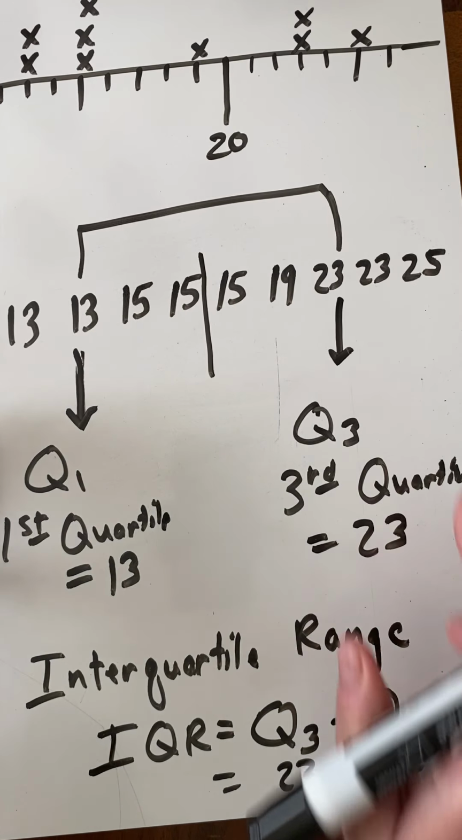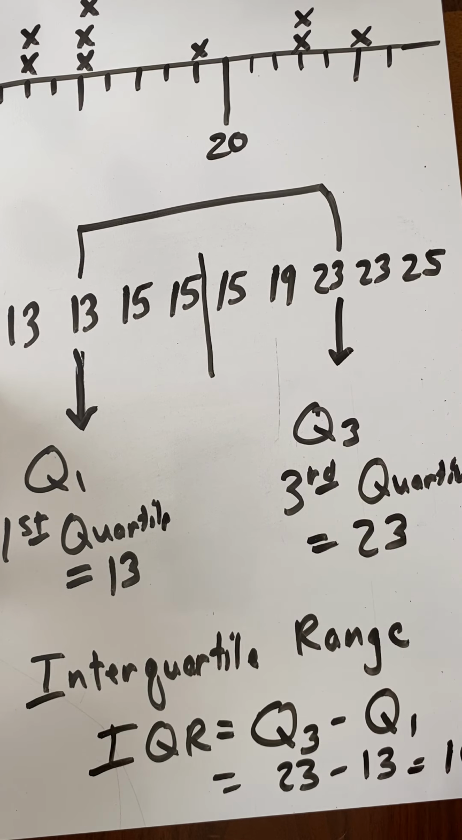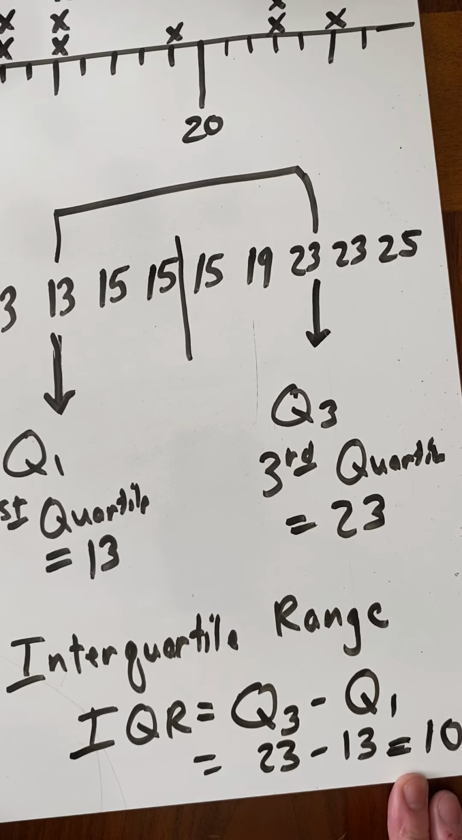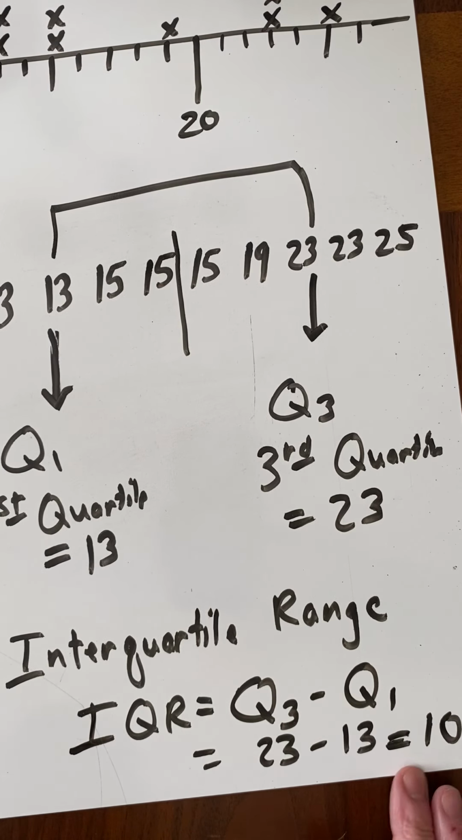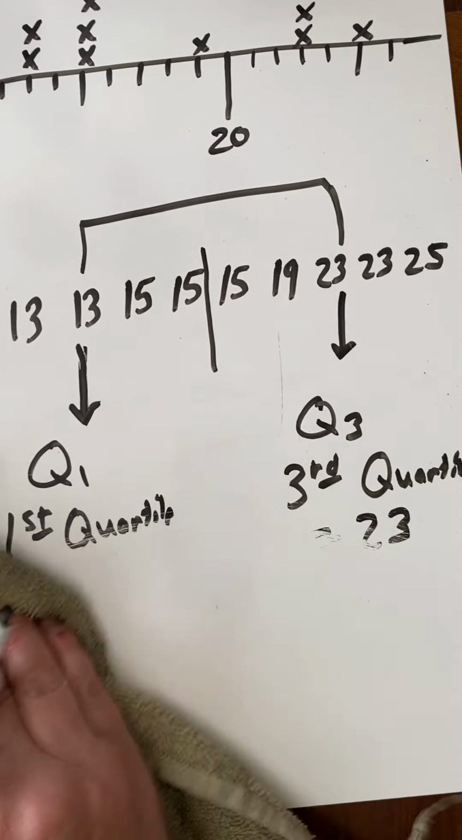Now remember, my range that I had before was a 14, but my interquartile range is a 10. That gives me a little bit better understanding of the data. The majority of the numbers are going to fall within those 10 numbers. The middle half of the data is going to fall in those numbers right there. Let's look at another example here.